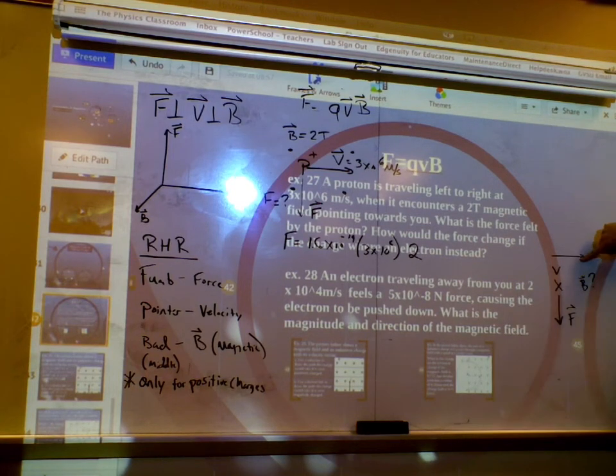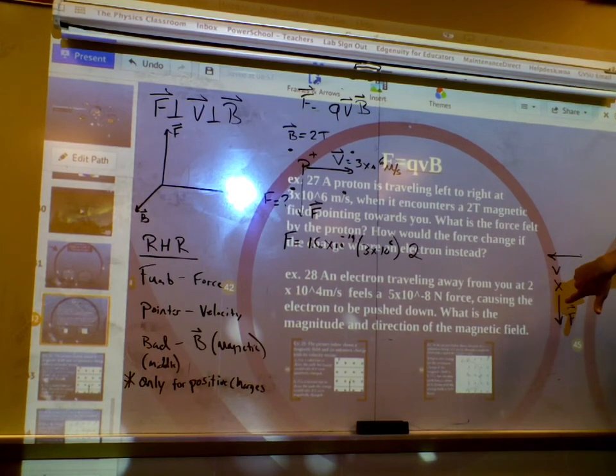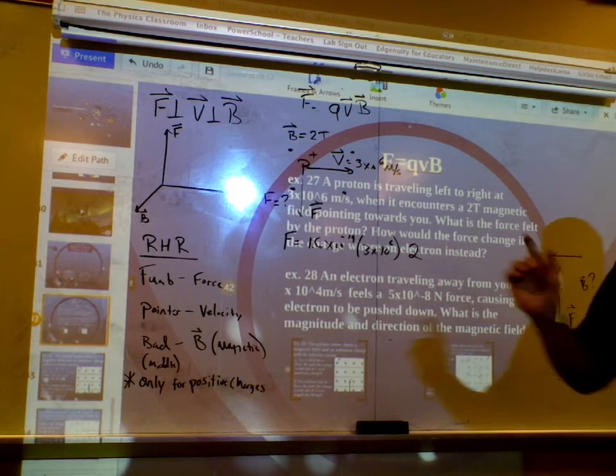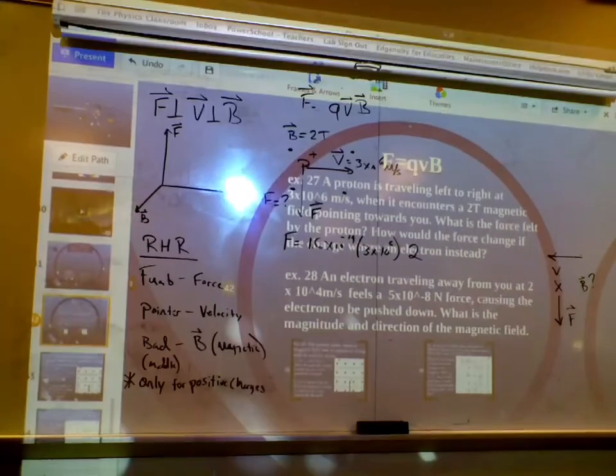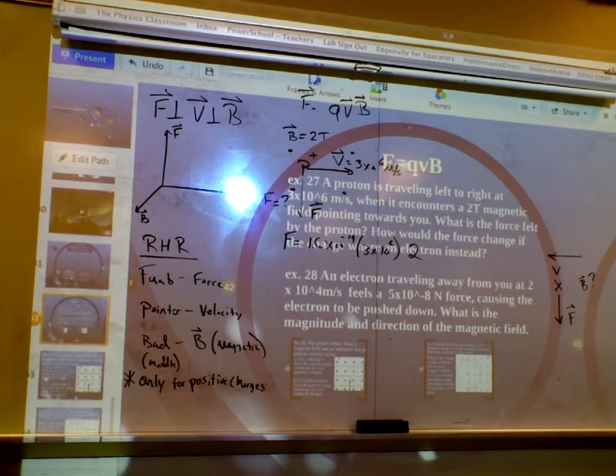But since it's an electron, the B field is actually to the left. You just change the direction when you're done. Given what I have, velocity's into the board, force is down, so my B field points to the right. But I'm using an electron, which means at the end I need to flip it, and then I'm done. So the B field is to the left.